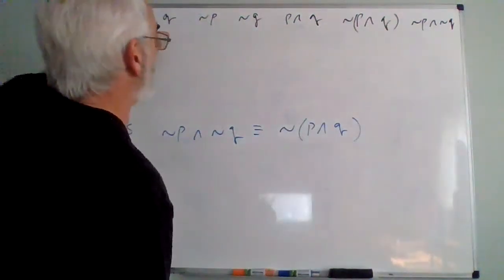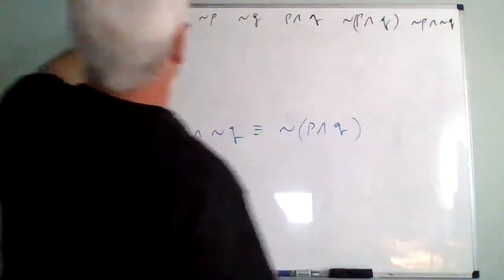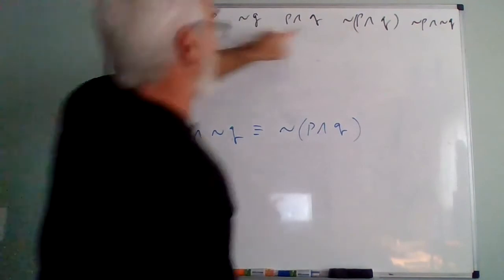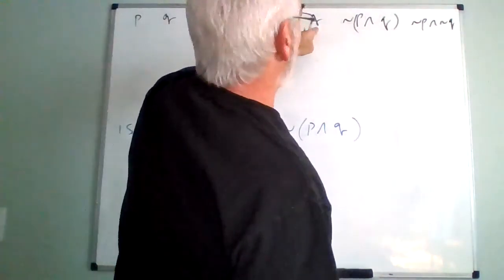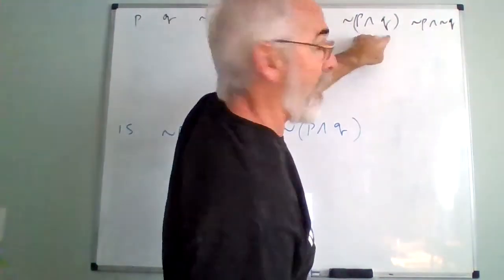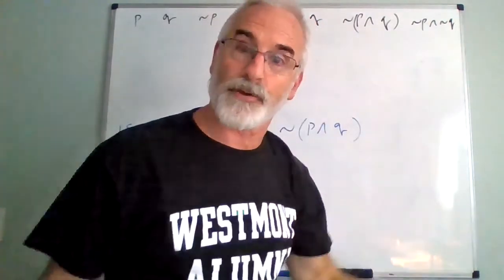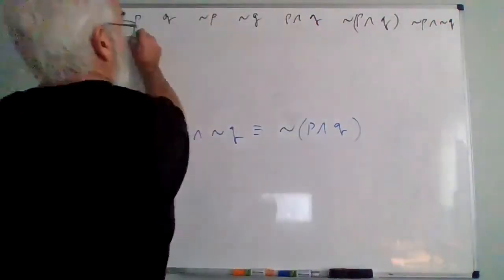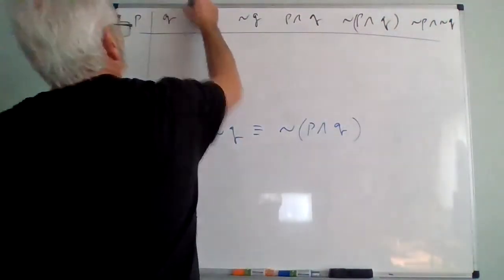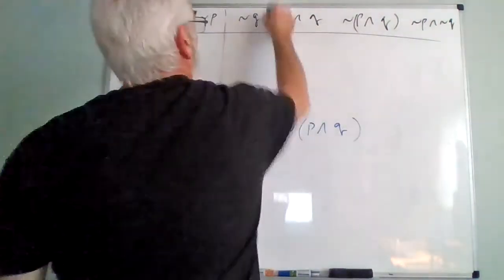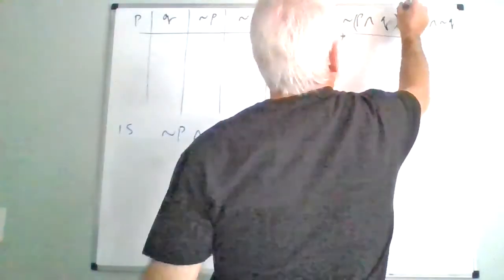I have to have P separate from Q before I can have P and Q. And I have to have P and Q before I can have not P and Q, because we're going to change the order of trues and falses. So in this position here, I actually have, so 1, 2, 3, 4, 5, 6, 7 columns.